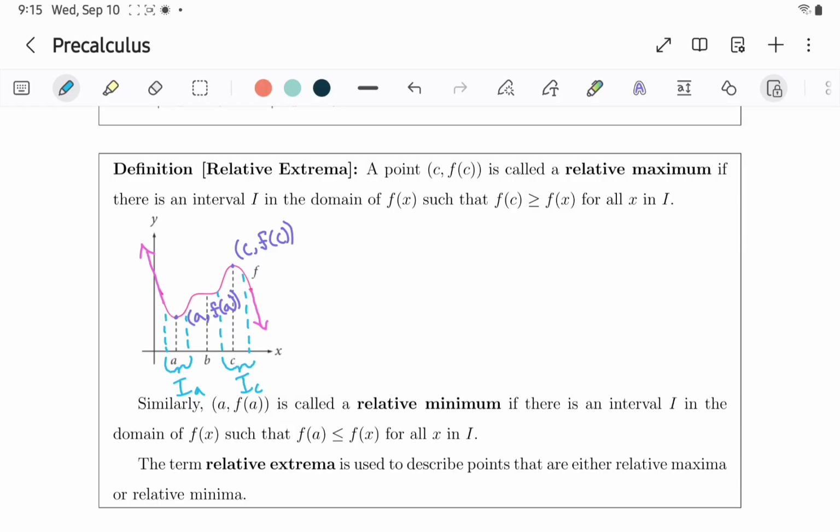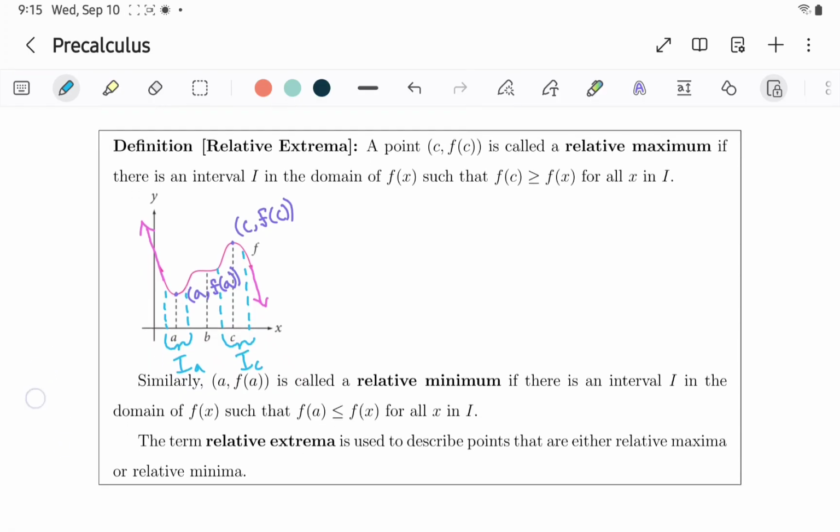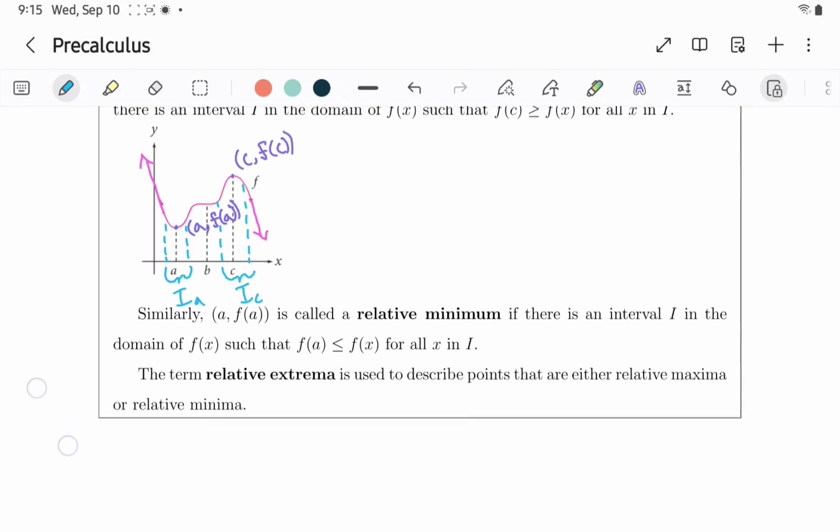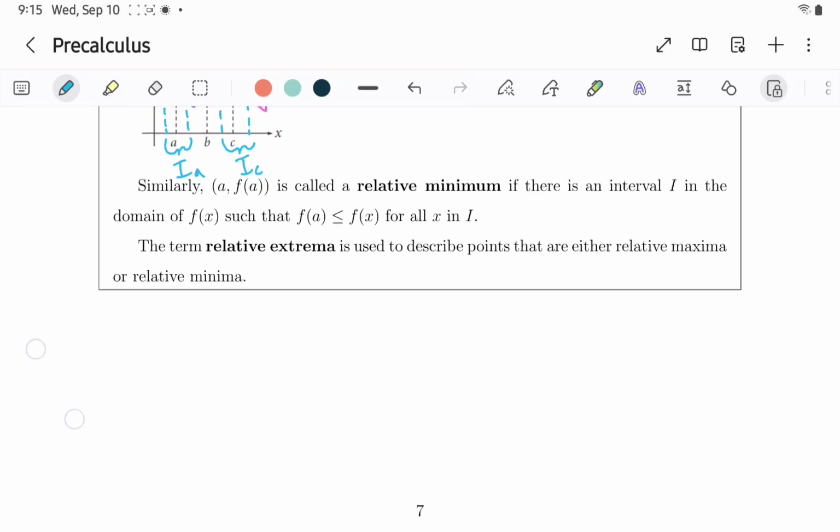So again, that's what it means to be a relative max and a relative min. They aren't necessarily the absolute max or min, but on some interval, they will be the absolute max and min, but only on that interval, not necessarily the domain.